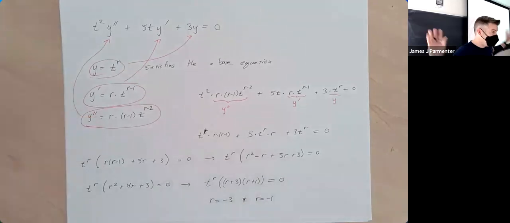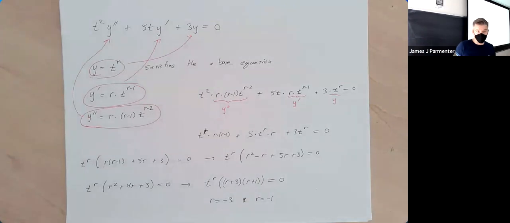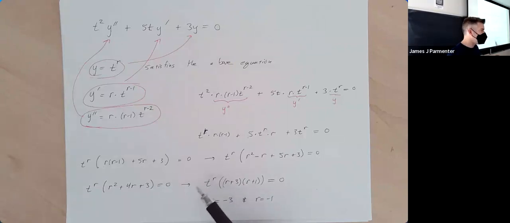Right. And that's it. I want to point out, because some people might think there's some other solution here, there's no value of r that's going to make t to the r equal to 0 for every value of t.